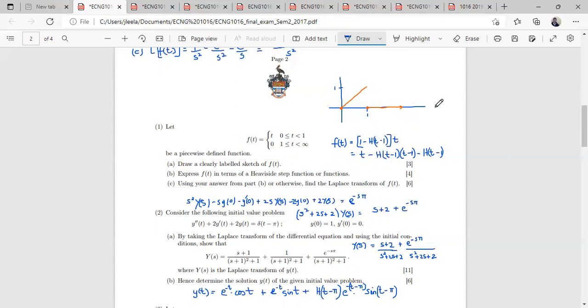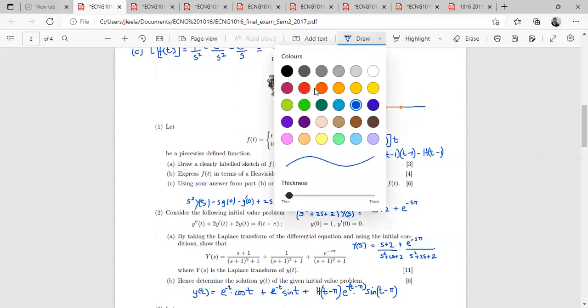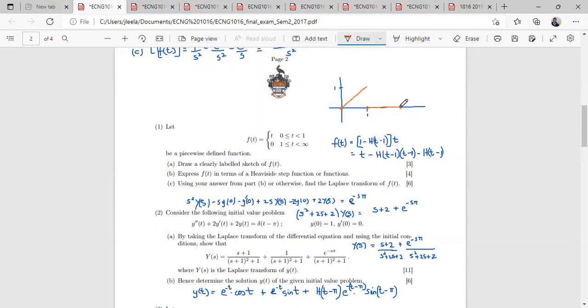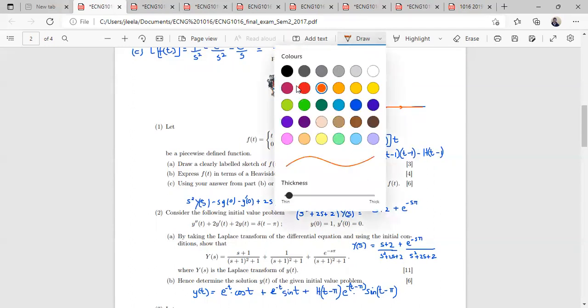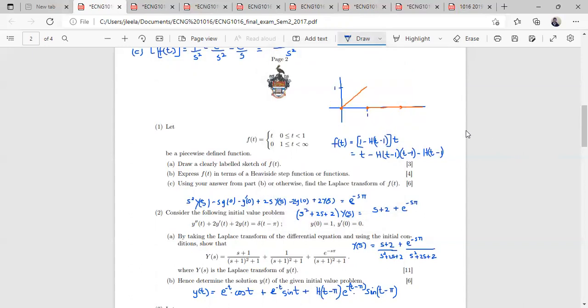So it will continue along this axis here, right? If you want, just for completeness, you can put t here, and this is your f(t). Make sure you label your axes on them properly. Express f(t) in terms of Heaviside step functions.